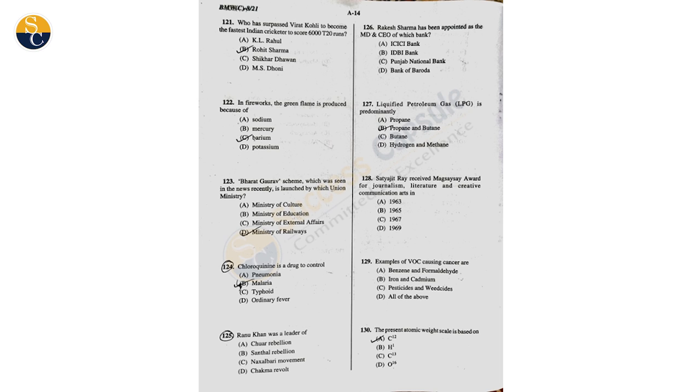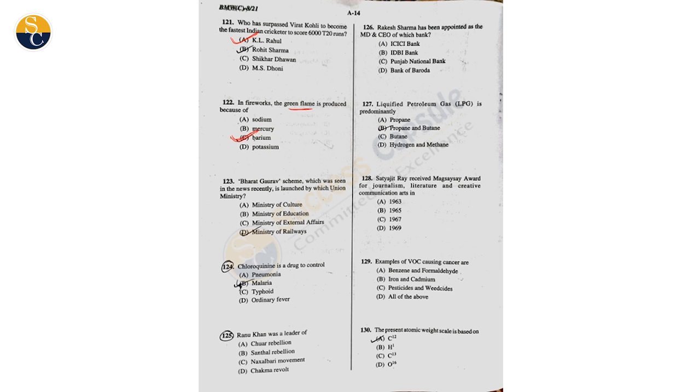Next, who has surpassed Virat Kohli to become the fastest Indian cricketer to score 6,000 T20 runs? Answer is A, KL Rahul. Next, in fireworks, the green flame is produced by? The green flame is produced by barium. So, C is the correct answer.